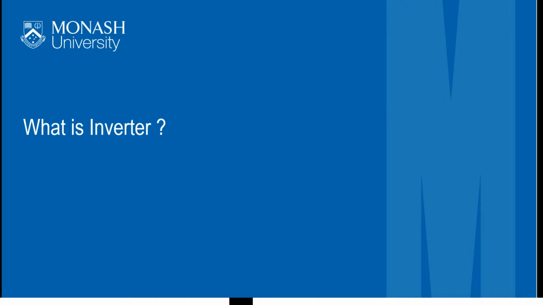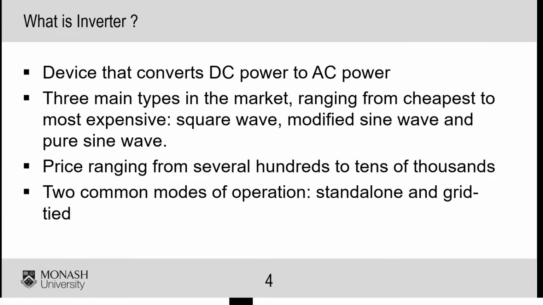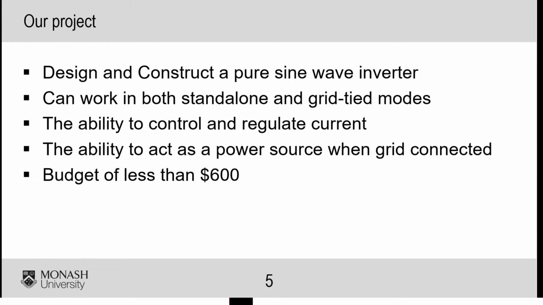So first, what is an inverter? Inverters are essential in today's world. They convert DC power to AC household power for running electronic equipment and appliances. Depending on the type of output waveform and mode of operation, their price can range from several hundred to tens of thousands of dollars.